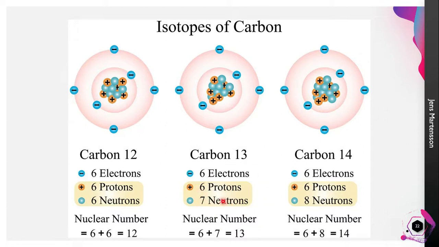Okay, that is his mass number or nuclear number. Carbon 14, again, the same number of protons, no? And 8 is the number of neutrons. 6 plus 8, that is 14. That is why it is called carbon 14.